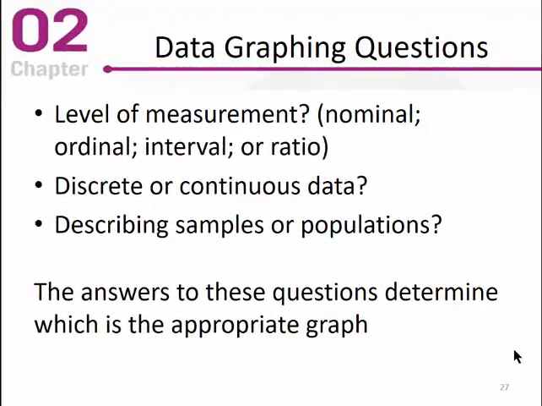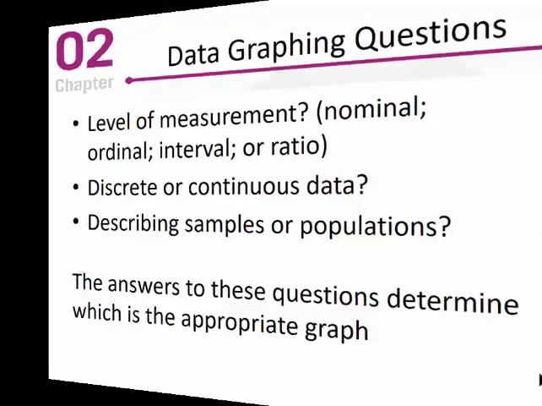There are certain questions we have to ask ourselves before we start graphing a table. Before we represent our table in graph form, the answers to these questions determine which graph is appropriate, because the graph really depends on the level of measurement. So are we talking about a nominal, ordinal, interval, or ratio variable? Is it a discrete or continuous variable? And are we describing samples or population? The answers to these questions determine which is the appropriate graph.